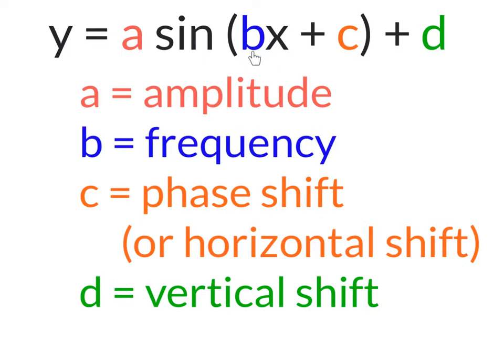And B, the thing right in front of the x, is the frequency. C is something we call phase shift, or a horizontal shift, so it shifts along the x-axis. And this thing out here, sometimes it's here, it can be like 2 plus something of sine, or it can be at the end. That's called the vertical shift, so that's going to move your function up and down on the y-axis. Today, in this video, we're going to focus mostly on amplitude and frequency.